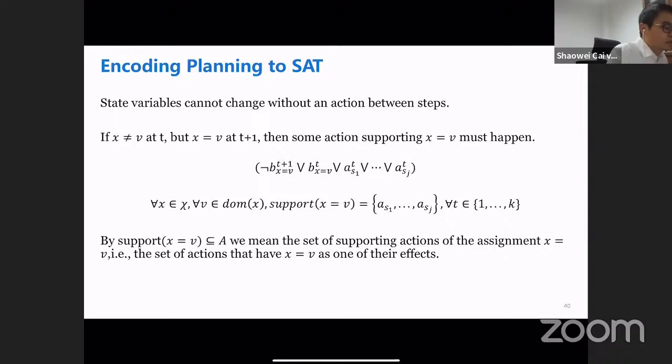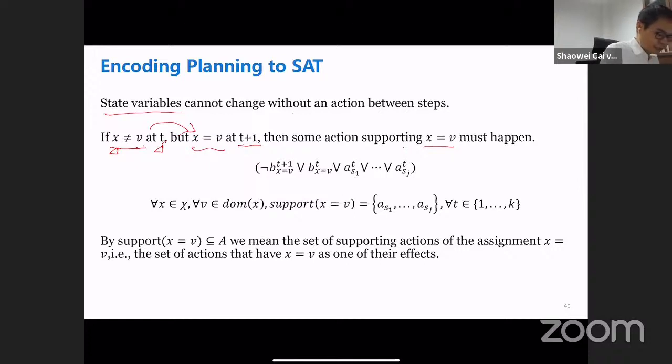Now we get to the most difficult rule, that state variables cannot change without an action. This says that if for some state variable x, it is not equal to v at time t, but then at t+1, it becomes v, which means that something must happen between t and t+1. Something must happen at this time t. So some action supporting this x to be v must happen.